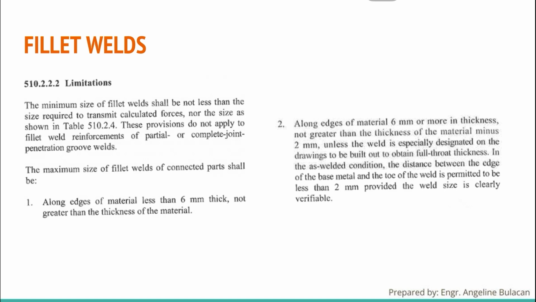So, the maximum size depends on the thickness of the material. So, dito sa 510.2.2.2, which is the limitations, pinabanggit dito naman is yung maximum size ng fillet weld. For materials less than 6 mm thick, the weld size must not be larger than the material thickness. So, for materials naman 6 mm or more, the maximum size is the thickness minus 2 mm.